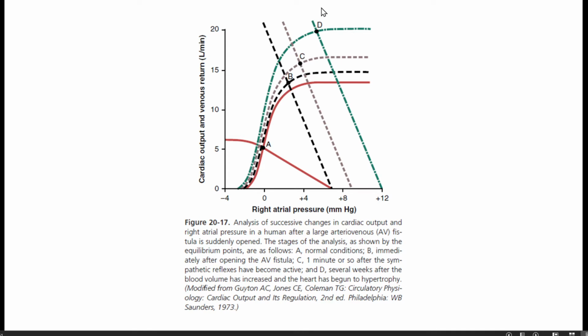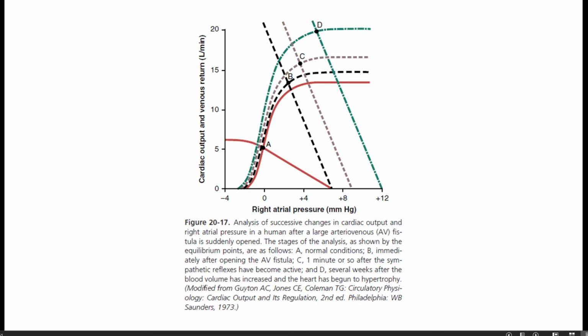Now, weeks after the opening of the fistula, from point C to point D, there is a further increase in the cardiac output. The blood volume increases because the slight increase in arterial pressure and sympathetic stimulation have both transiently reduced the kidney output of urine, causing salt and water retention. So the mean systemic filling pressure here is at 12 millimeters mercury, shifting the venous return curve another 3 millimeters mercury to the right.